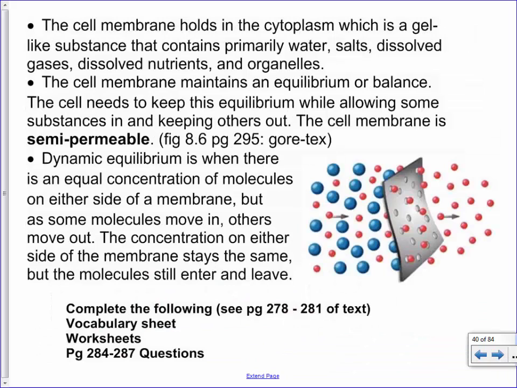Okay, last slide. The idea behind the cell membrane is that it's supposed to maintain what's called equilibrium. Some things are allowed to go in, some things are not. We actually have a word for that. The cell membrane is called semi-permeable. Have you guys ever heard that word before? Okay, basically it means that selectively some stuff can get in and out, but other stuff can't.